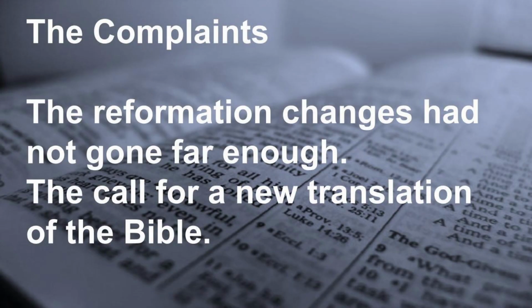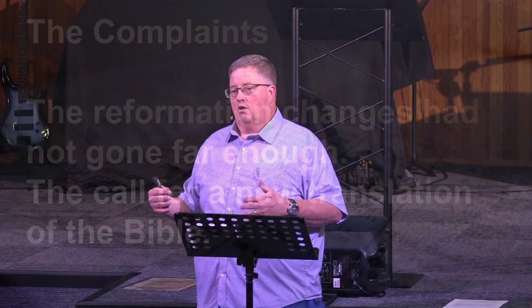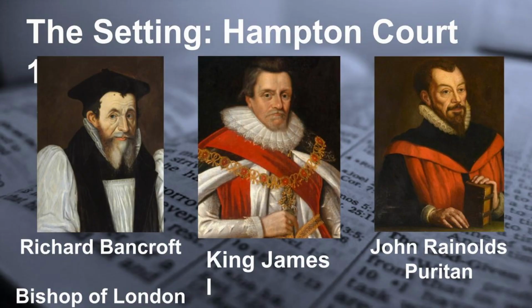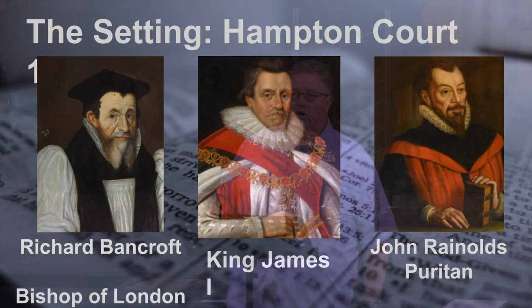The Puritans had some issues because they felt that the changes of the Reformation had not gone far enough, and that more changes needed to be made. At this conference, the leadership was Richard Bancroft, the Bishop of London, who led the effort for the Church of England, and John Reynolds was the speaker for the Puritans.